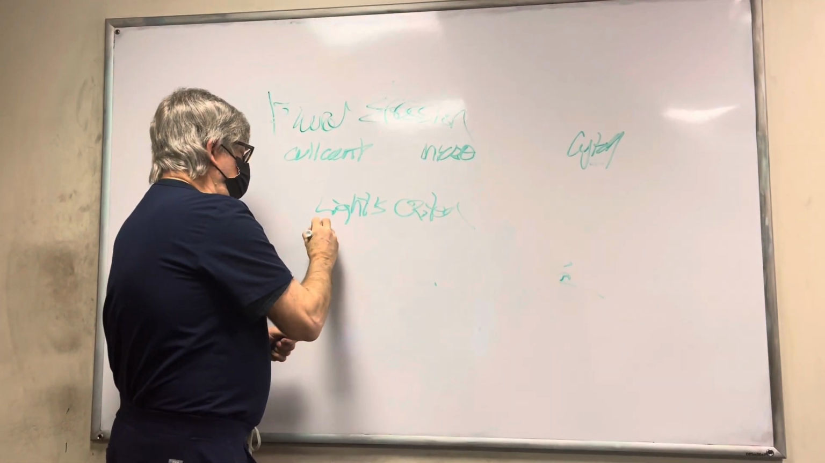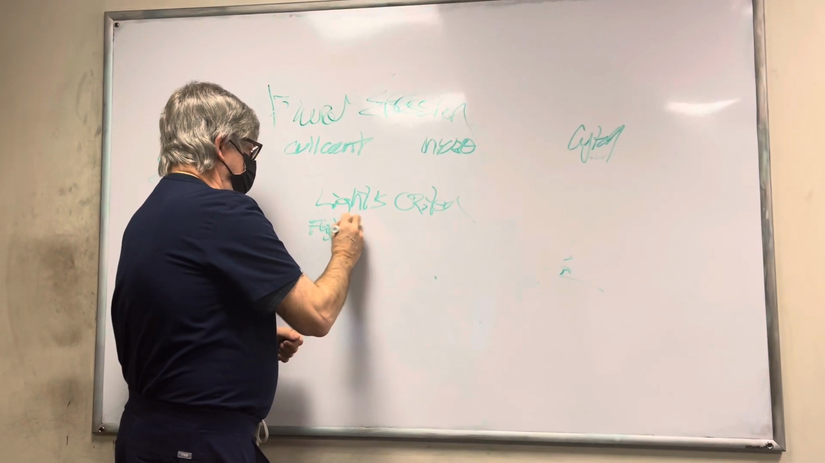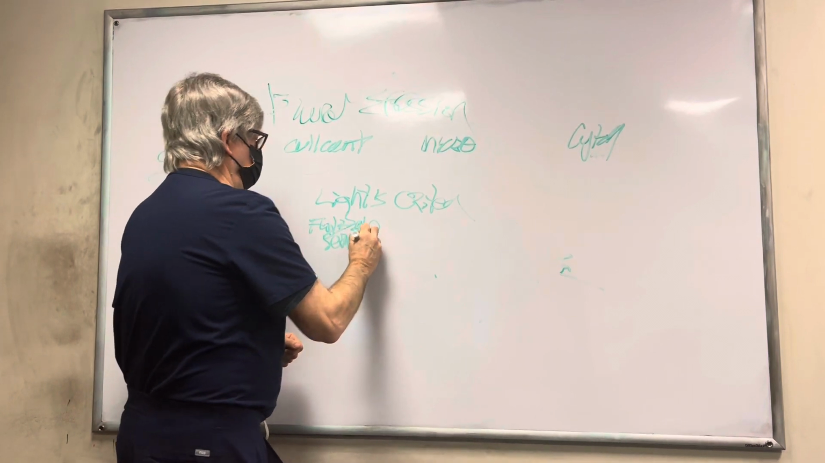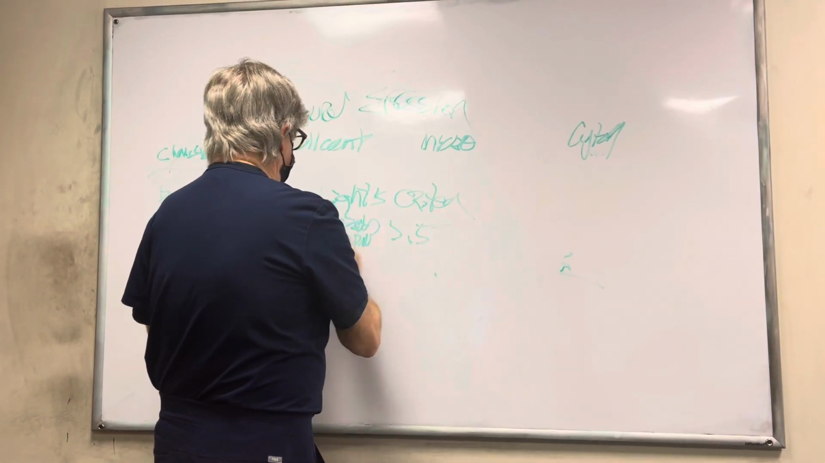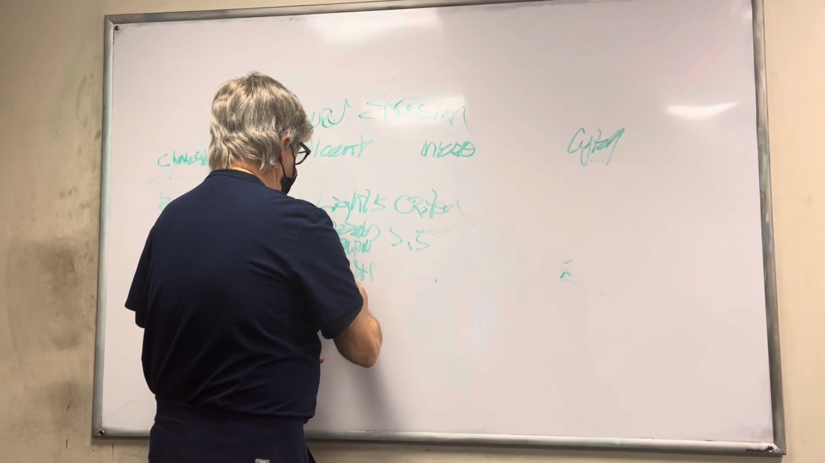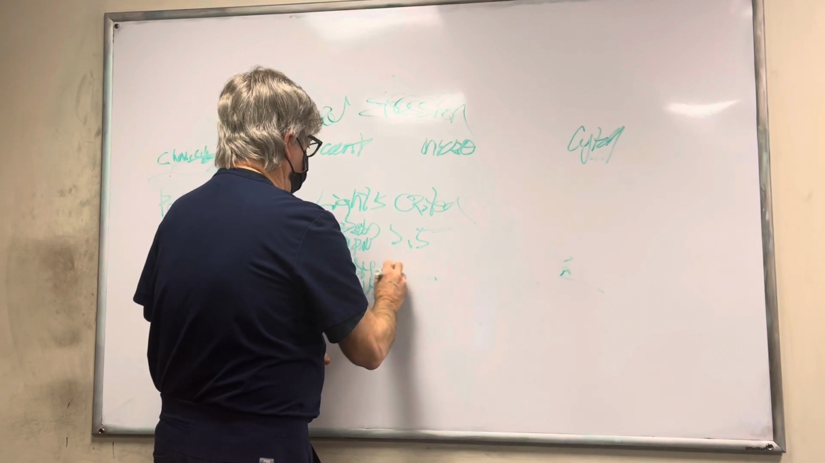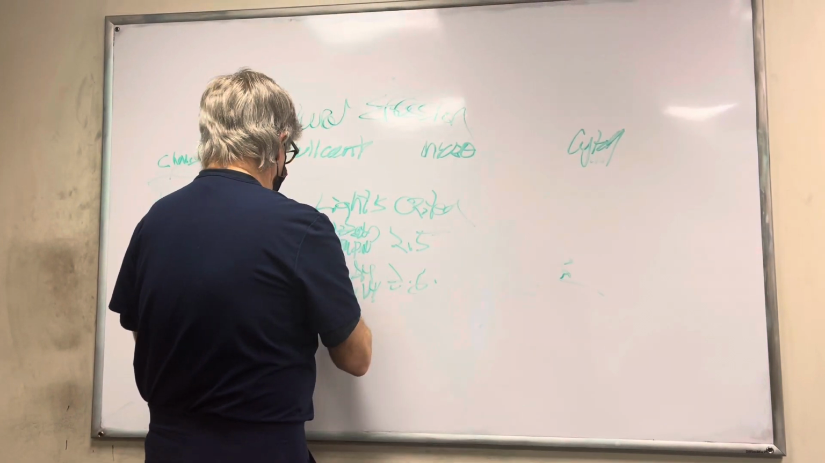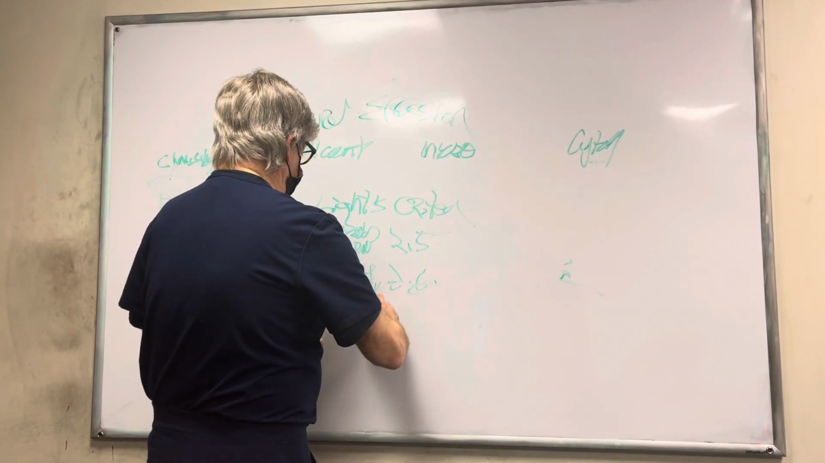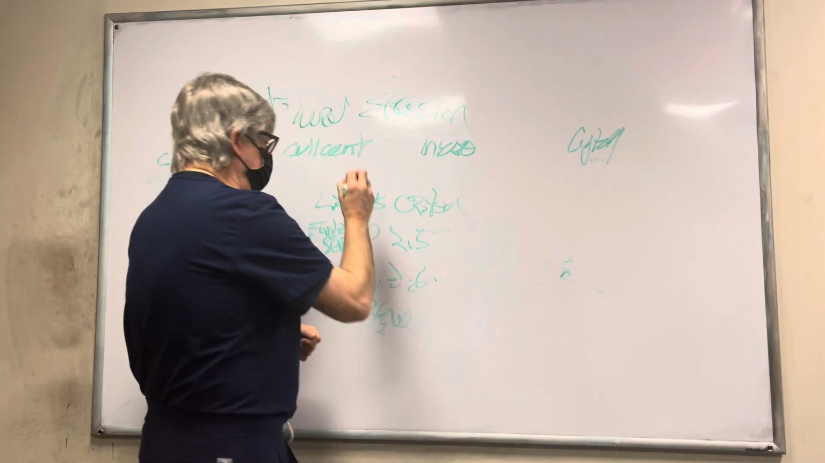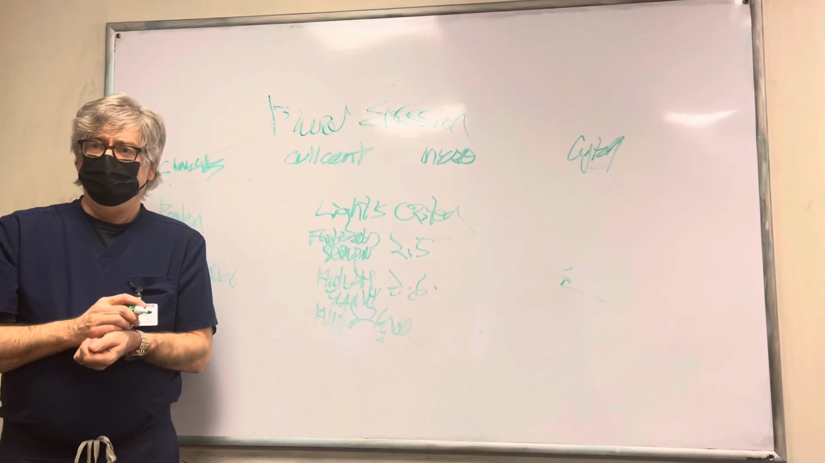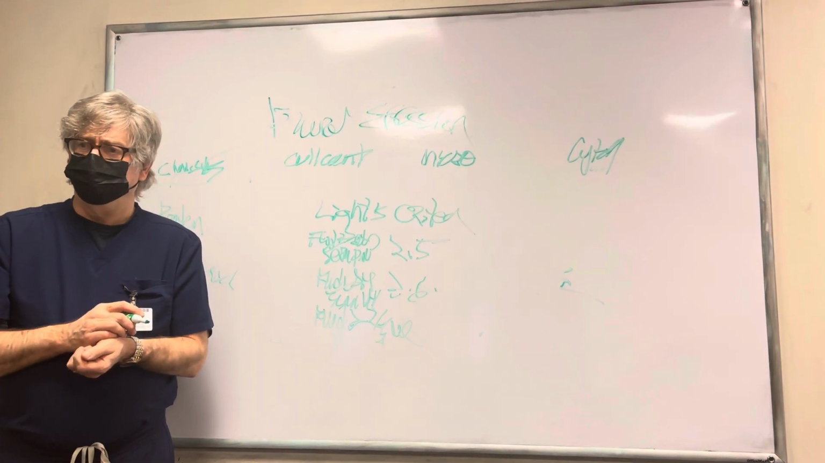Okay, so if you have a fluid protein over serum protein ratio greater than or equal to 0.5, a fluid LDH over serum LDH ratio greater than or equal to 0.6, or a fluid LDH greater than or equal to 2/3 the upper limit of normal in the blood. If you meet one of the three, you have an exudative effusion. That's how you make the diagnosis, and that's the first thing you're going to do.